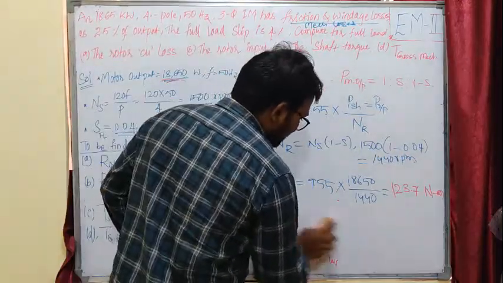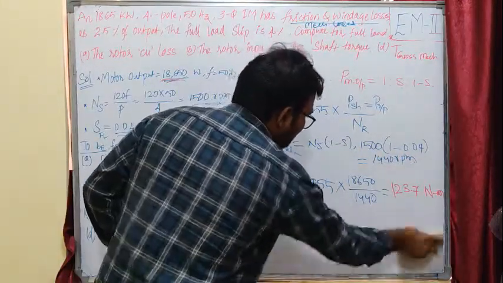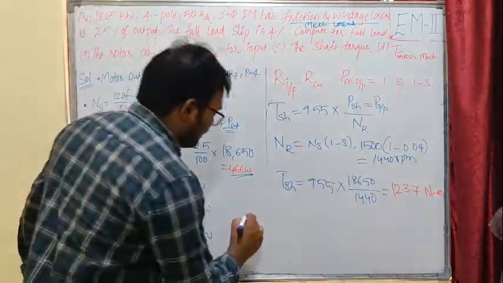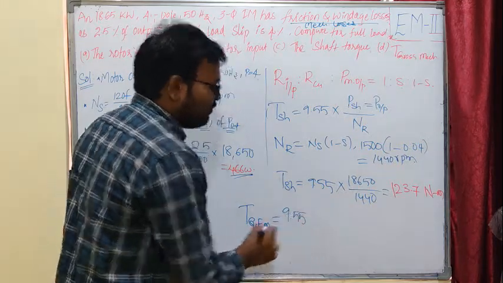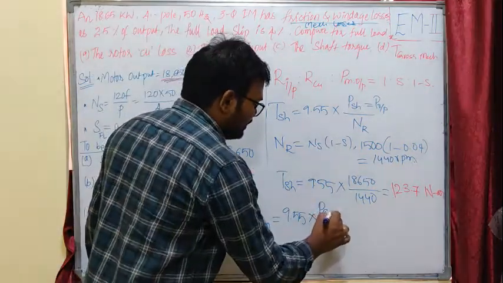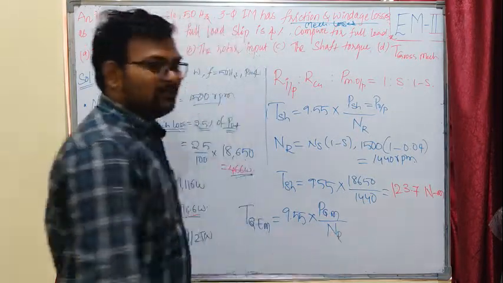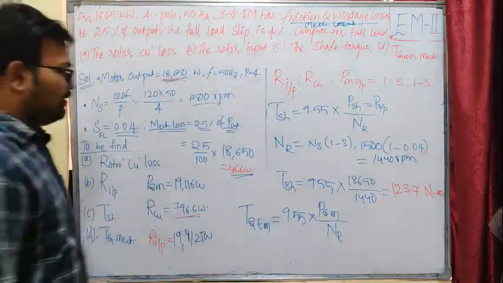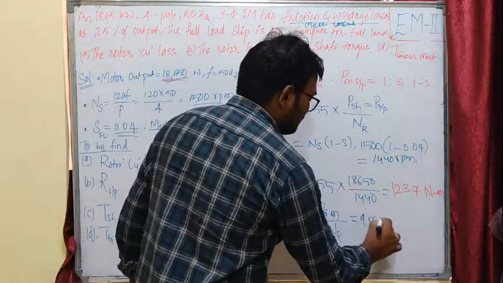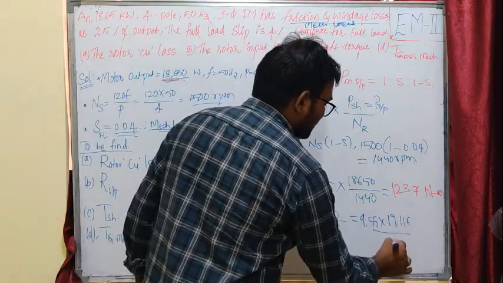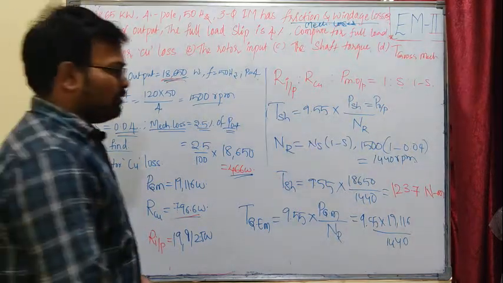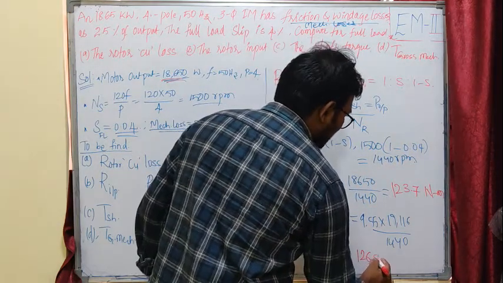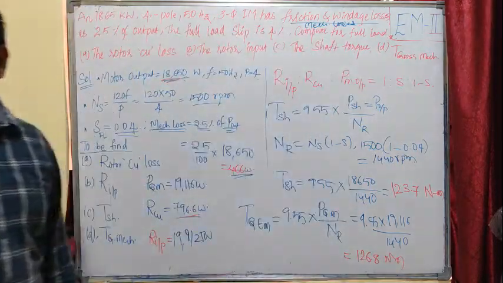Our gross electromagnetic torque is given by 9.55 into the gross mechanical power, P gross mechanical, by the speed of the rotor. So what is the gross mechanical power output we have? That is 19,116 watts, and the speed of the motor is 1440 rpm. So what will be the gross electromagnetic torque we get? That will be 126.8 Newton meters.